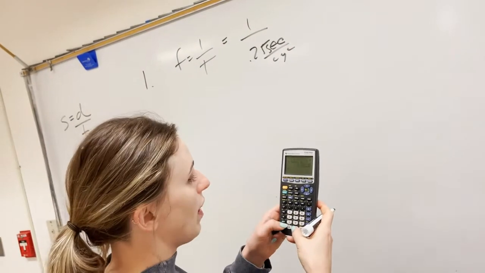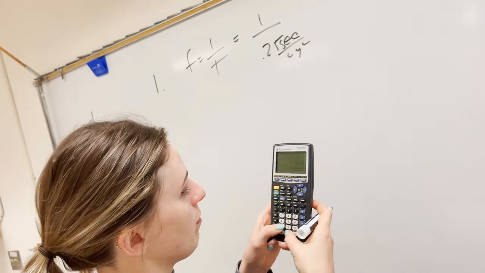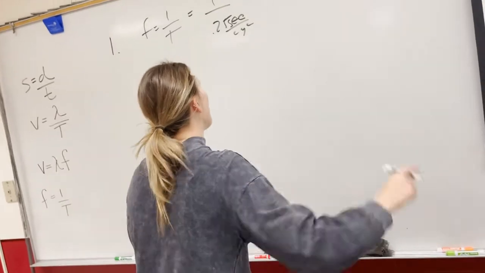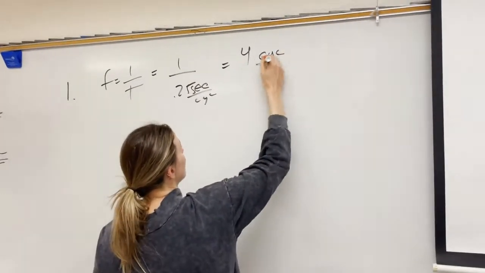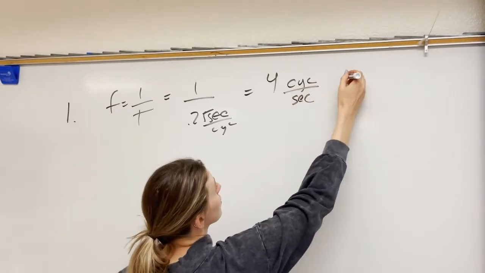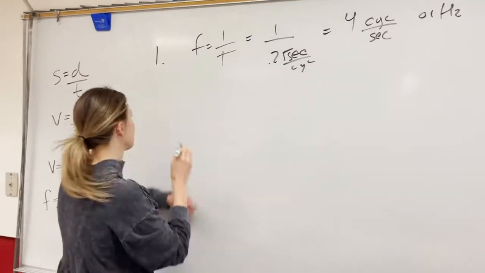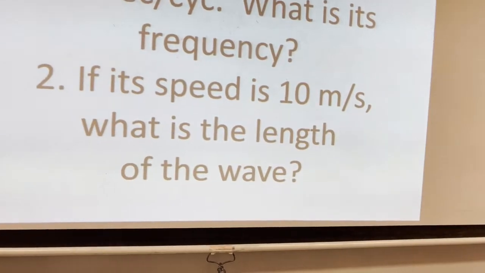Is it going to be 4? I think it is. 1 divided by 0.25. It is 4. What are units of frequency? Cycles per second, also hertz. We like cycles per second better, but you're not wrong if you put hertz. Okay. And then number 2, so we've got our frequency, we've got a period here.